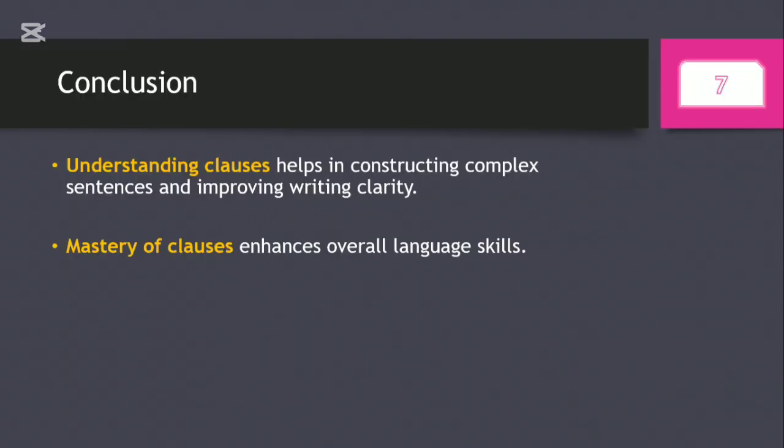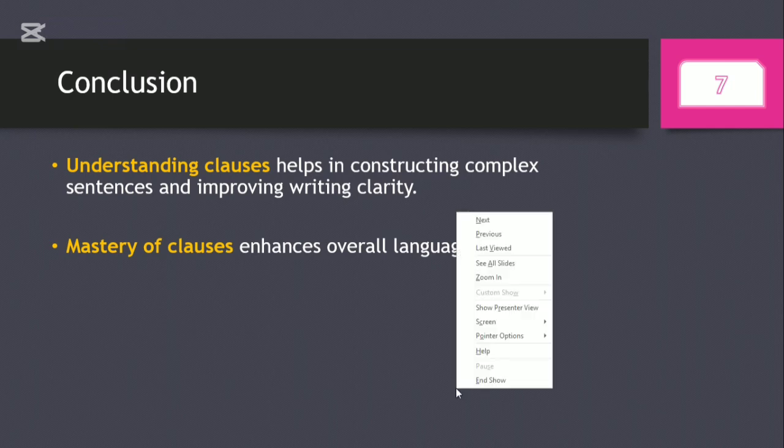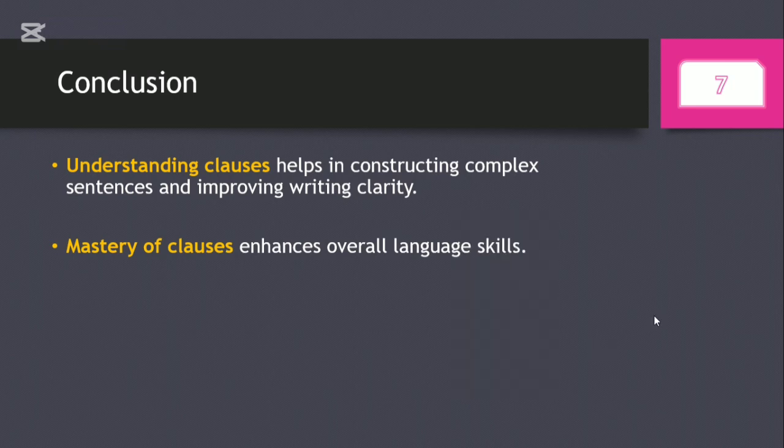Conclusion: understanding classes helps in constructing complex sentences. If you learn the classes, it will help you construct complex sentences and improve writing clarity. If you learn about classes, you will learn how to improve your writing clarity. And mastery of classes enhances overall language skills.